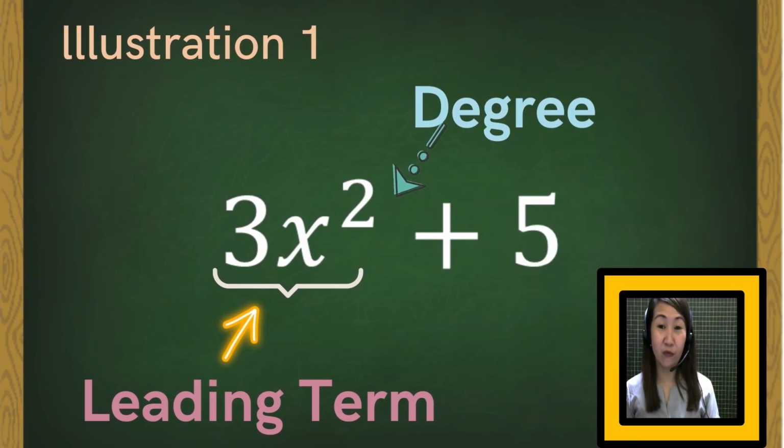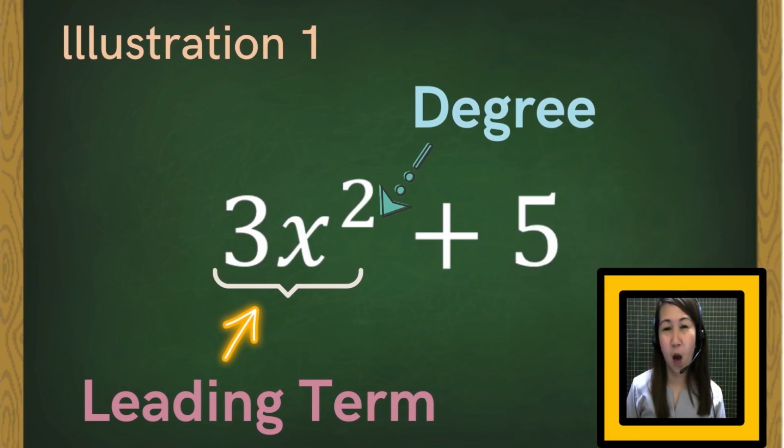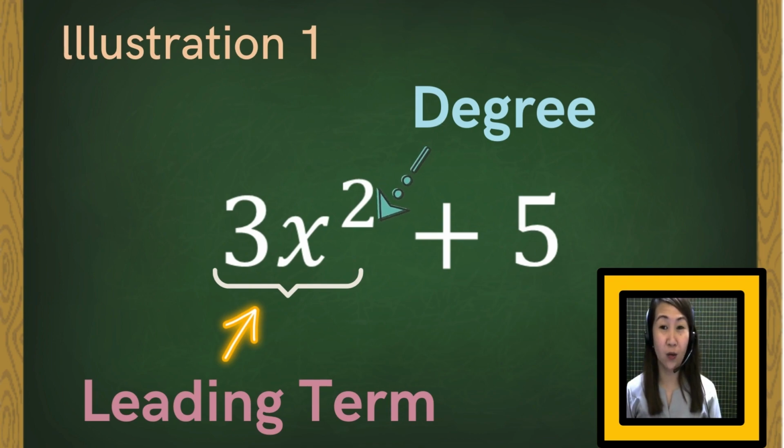Let's now have our first example. Our given is 3x squared plus 5. This polynomial has two terms. The first term is 3x squared and the second term is positive 5. Let us now identify the degree. The degree, as you can see, is 2.